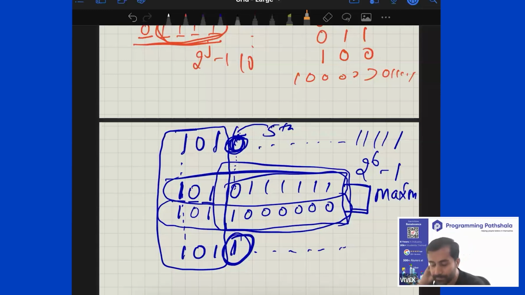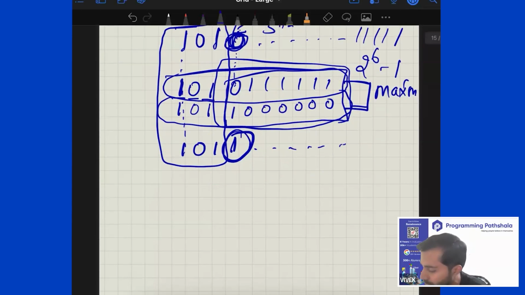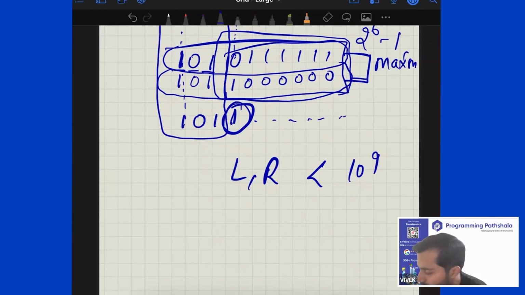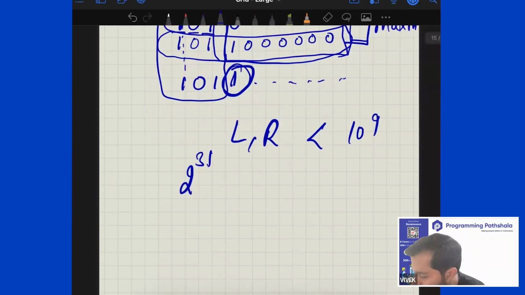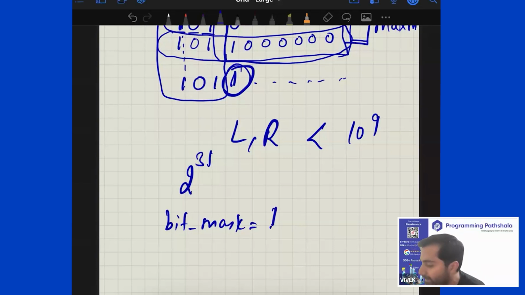So see, in this question, there is nothing special that you have to do. Depending on what the question says, let's say the question says that your numbers L and R are all smaller than 10 power 9. 10 power 9 is smaller than 2 power 31, I believe. So what you can do is consider something called a bit mask. What is this bit mask? This bit mask is any sequence of bits where one bit is 1. Any bit can be anything, but we are going to pick something like this.